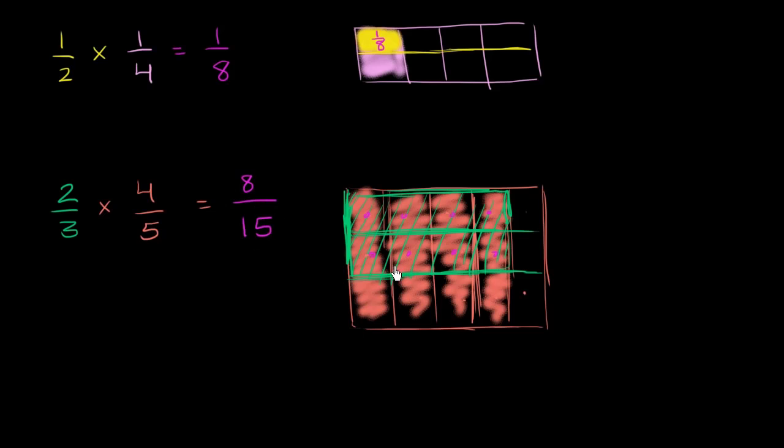It should hopefully now make visual sense, or it makes conceptual sense, that 2/3 times 4/5, you can obviously compute it by just multiplying the numerators. 2 times 4 is 8, and then multiplying the denominators. 3 times 5 is 15. But hopefully this now makes conceptual sense as 2/3 of 4/5.